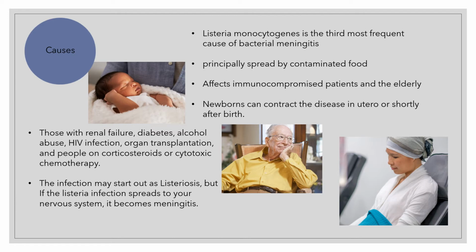It affects immunocompromised patients and the elderly, and newborns can contract the disease in utero or shortly after birth. By immunocompromised, it refers to people, for example, who are in renal failure, who have diabetes, who abuse alcohol, maybe HIV positive, have had organ transplants, or people on corticosteroids or chemotherapy. So this infection may start out as listeriosis, but if the listeria infection spreads to your nervous system, that's how it becomes meningitis.